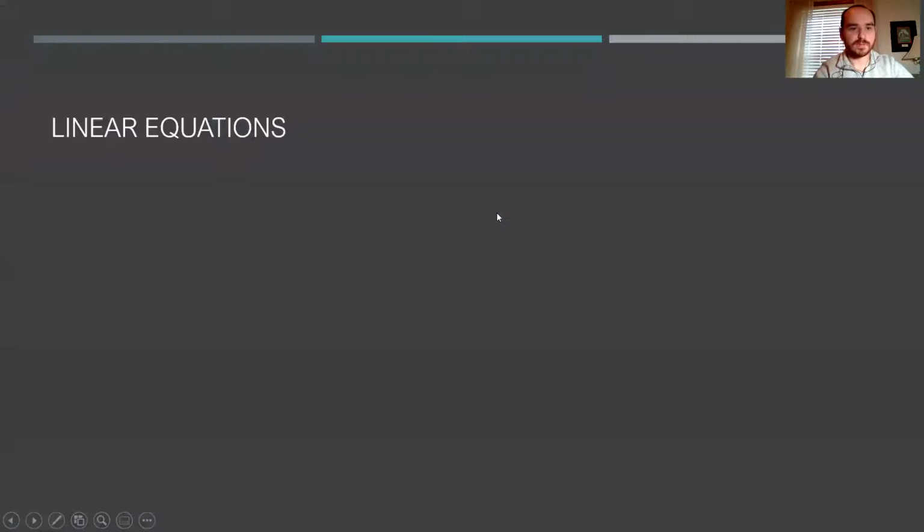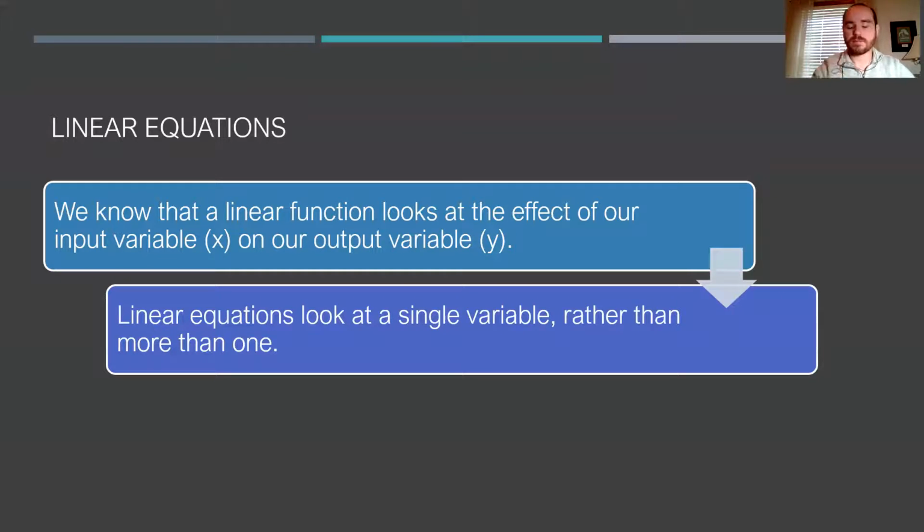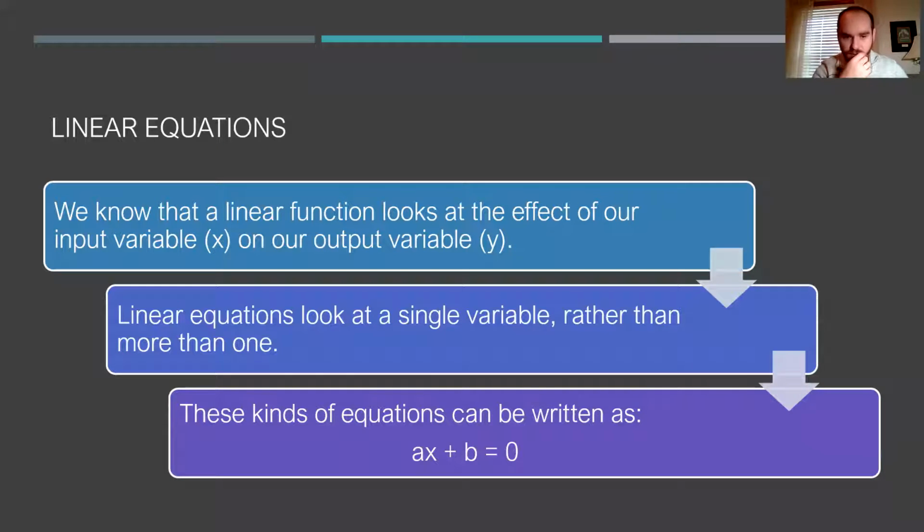Most of this is going to be reviewed for you guys, but we're going to start with linear equations. So we know that a linear function looks at the effect of our input variable, which is our x, on our output variable, y. As x changes left to right, you're having some kind of change in y, and it's either positive, negative, horizontal. Vertical is not a function, but close enough. It's also something that you can graph and will be linear. But linear equations look at a single variable rather than more than one. And so basically, these kinds of equations can be written or simplified to ax plus b equals 0.